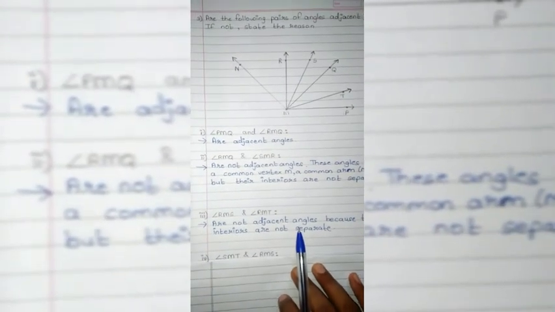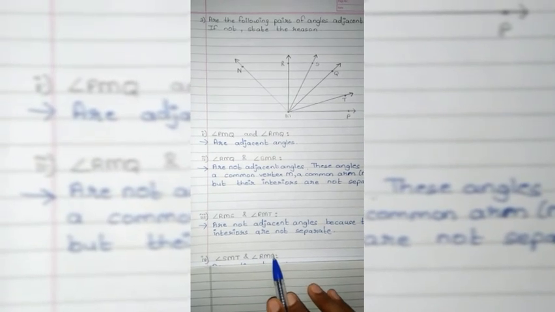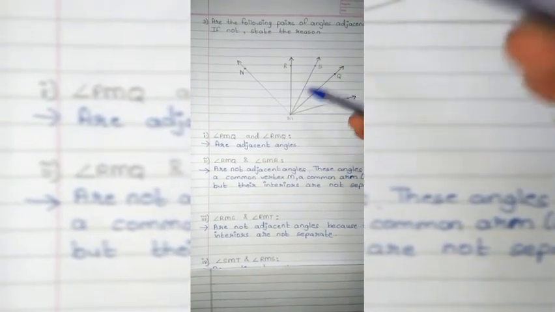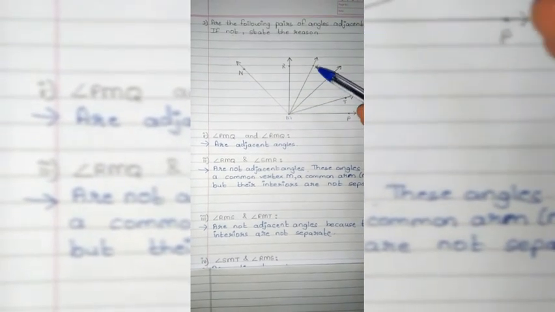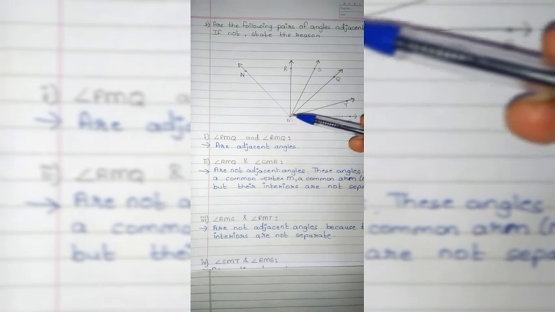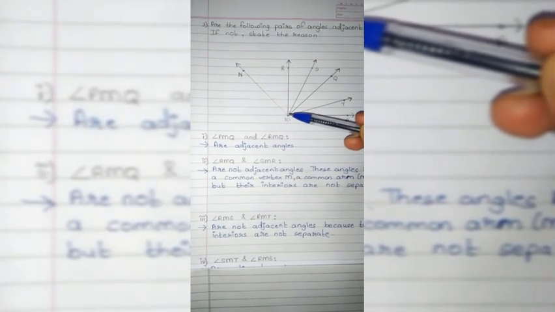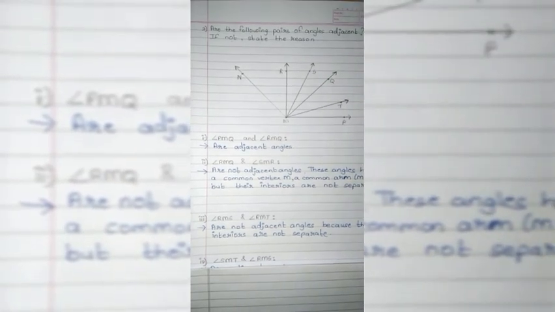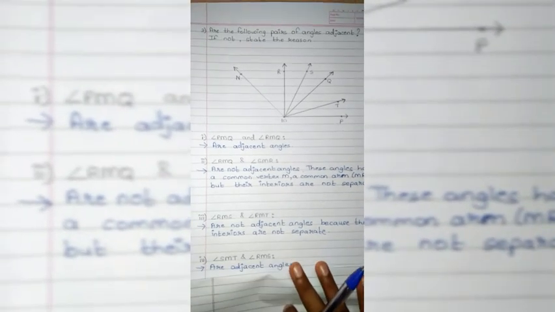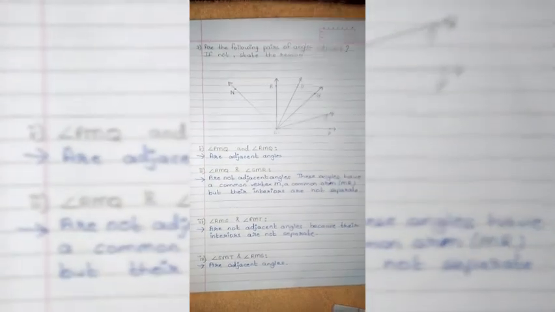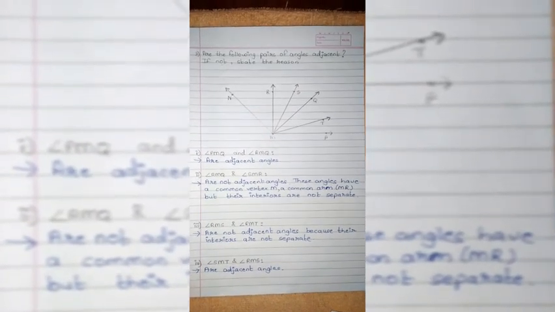Now the fourth one, angle SMT and angle RMS. These angles have a common vertex M, common arm MS, and they have separate interiors. So these two angles are adjacent angles. SMT and angle RMS are adjacent angles.